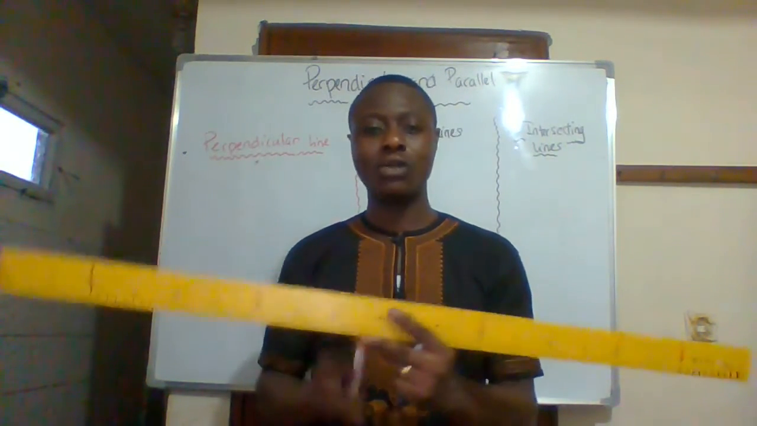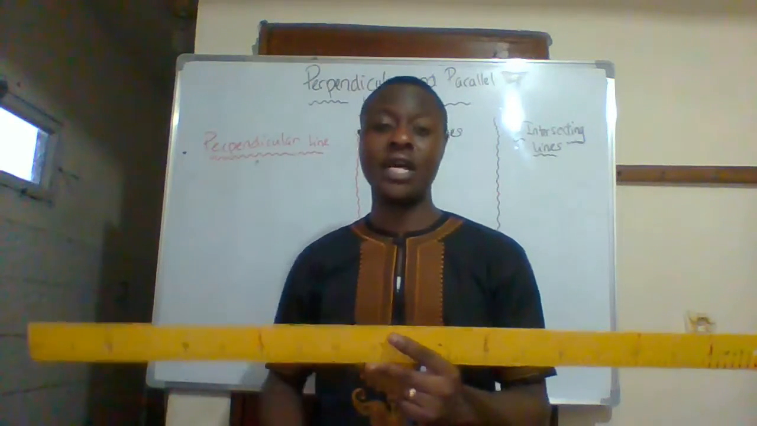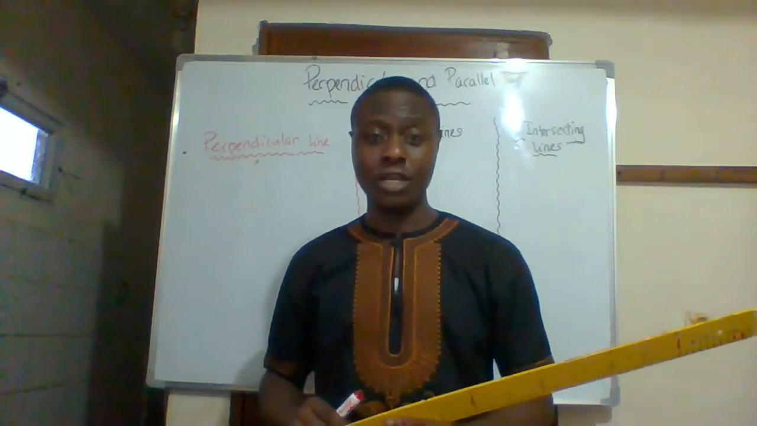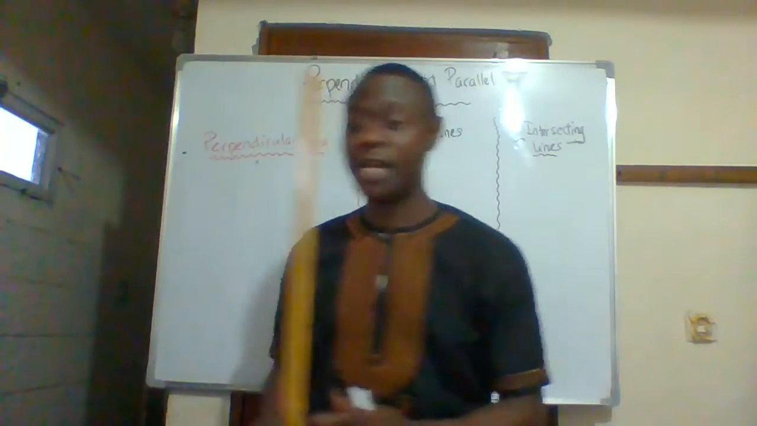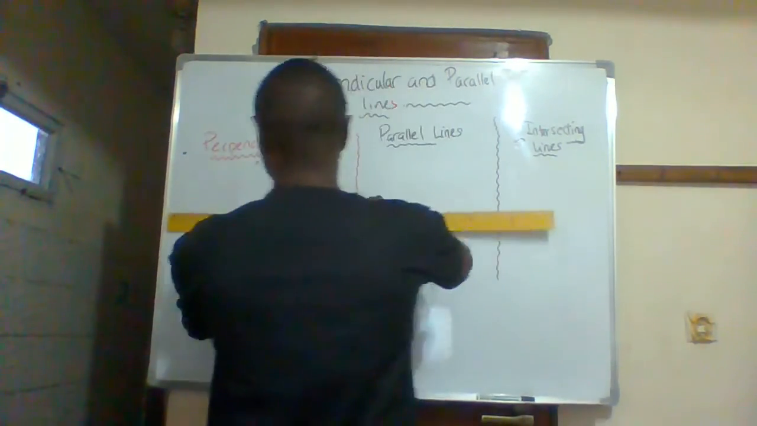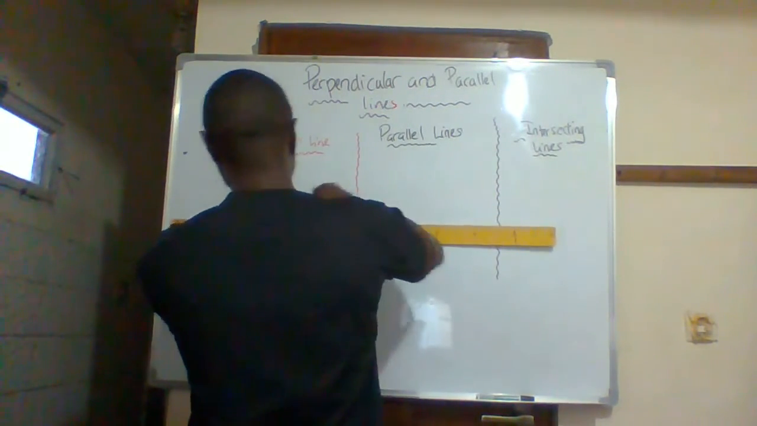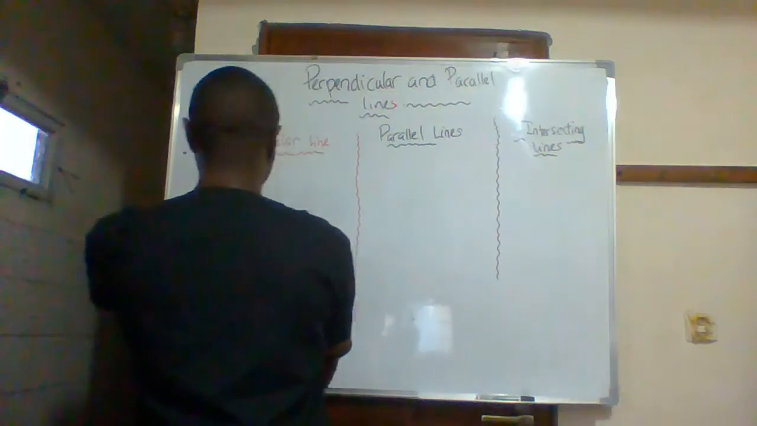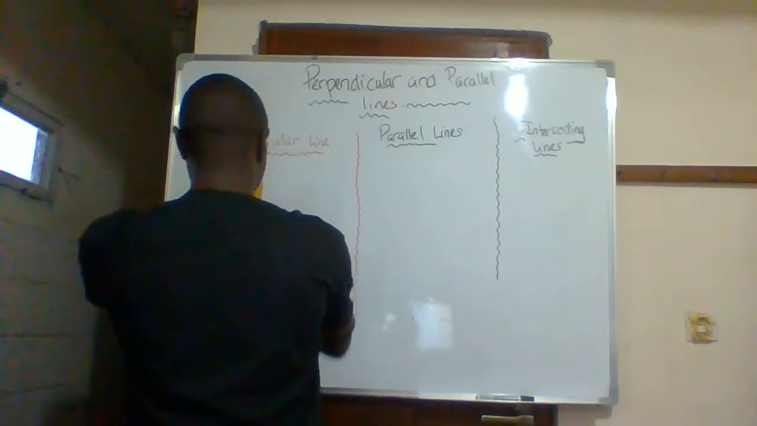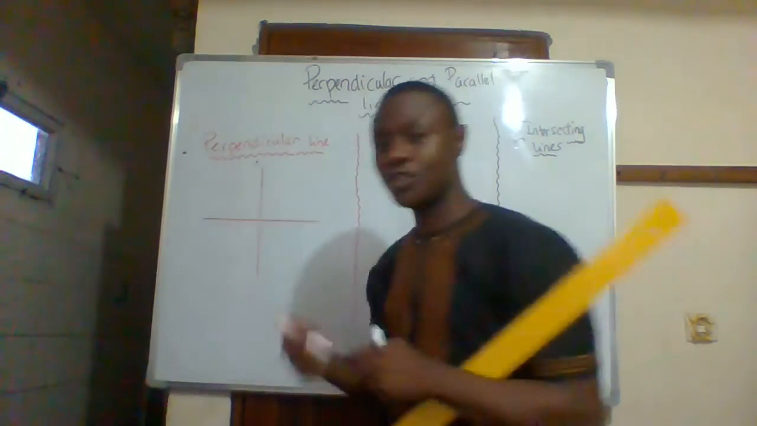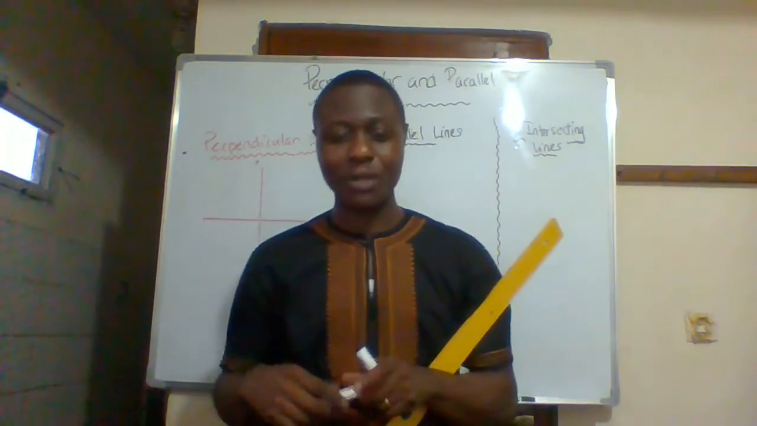So in the first example, I'll explain to you what perpendicular lines are. Perpendicular lines are two lines that cross each other. They cross each other and they make a cross, like Jesus' cross. Okay, so we have one horizontal line, and one vertical line. When they make a cross, they are perpendicular lines, but you need to be careful.